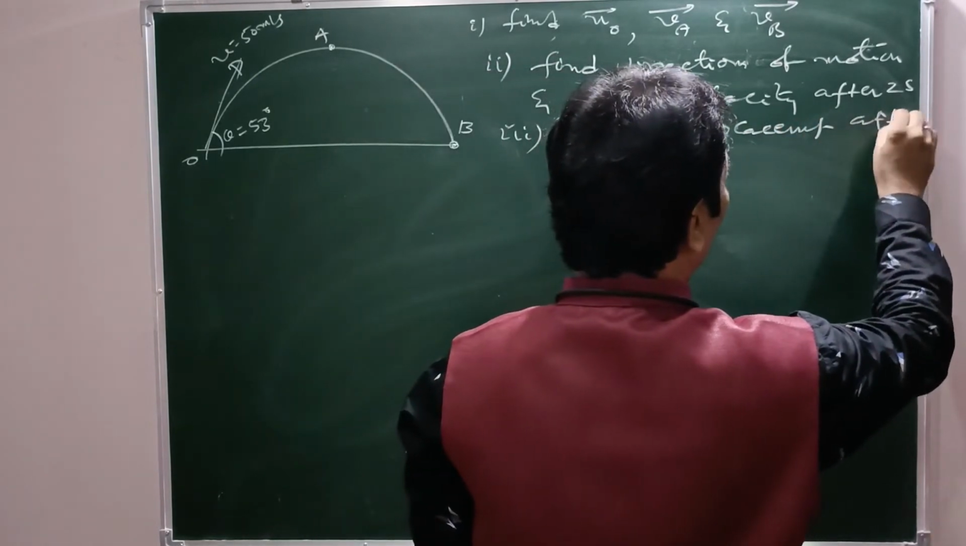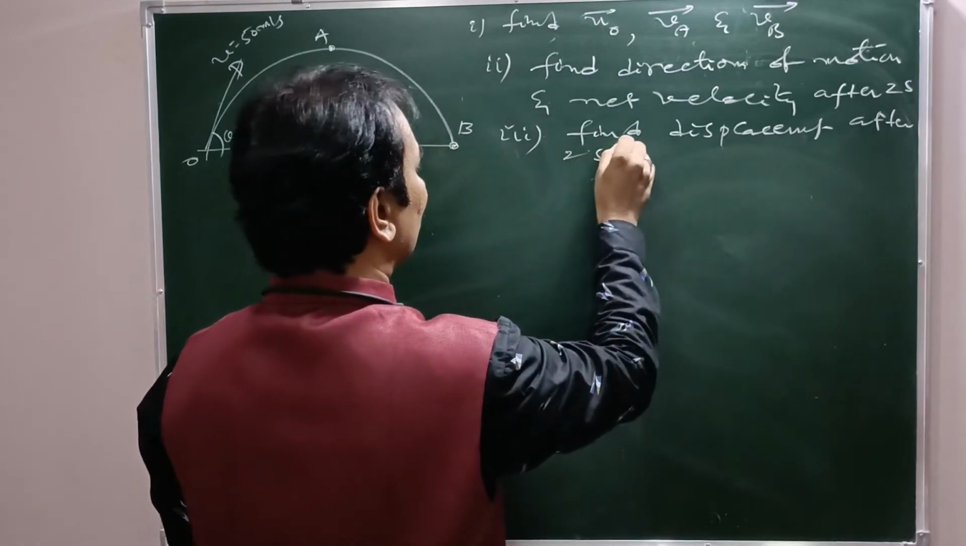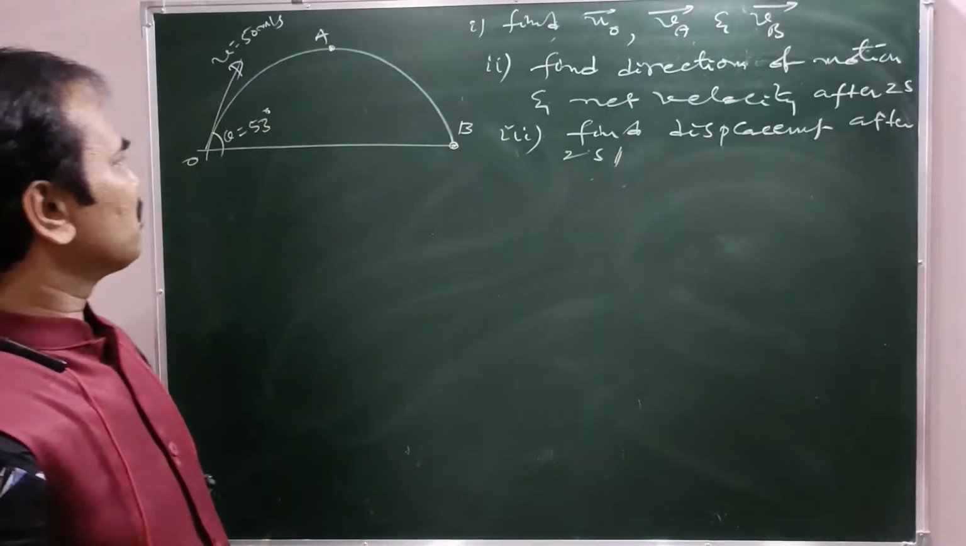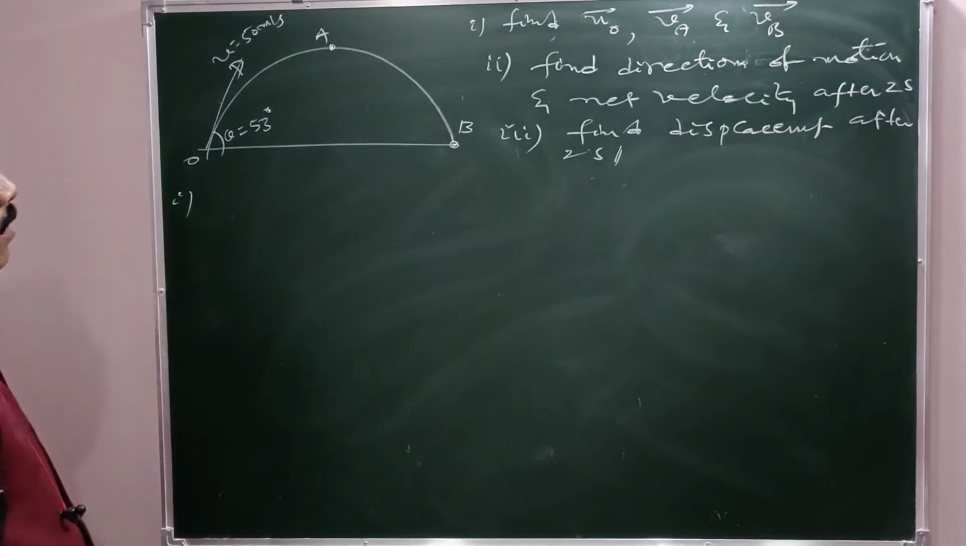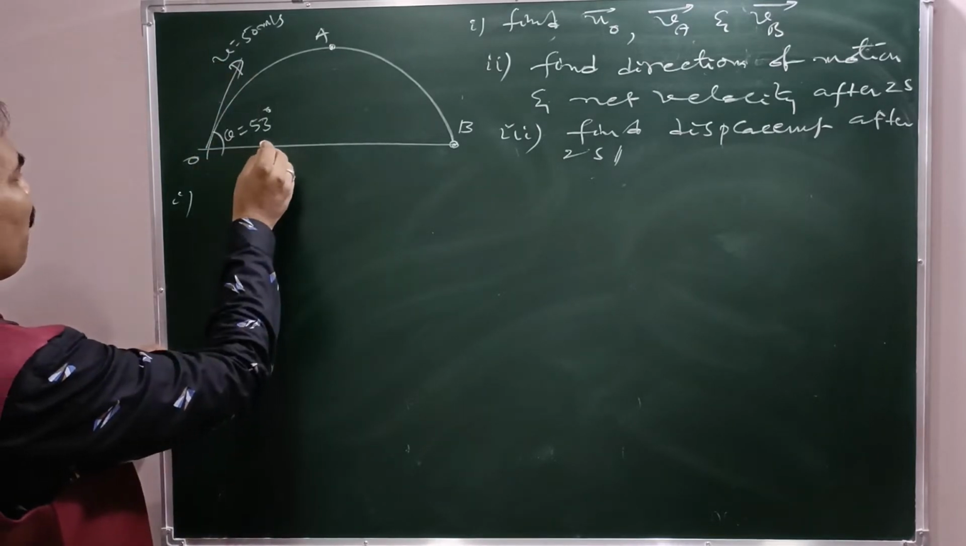After 2 seconds, from the projection, right? Now let us see the first point. Number 1, initial velocity u0. Here u can be resolved into 2 components.